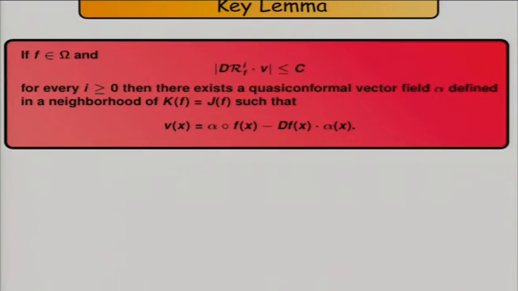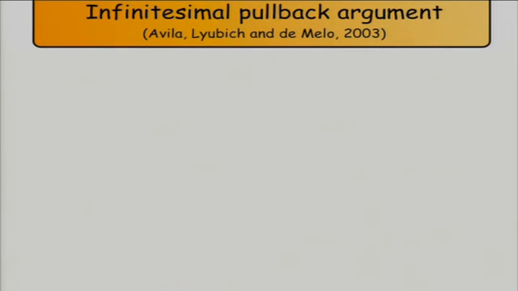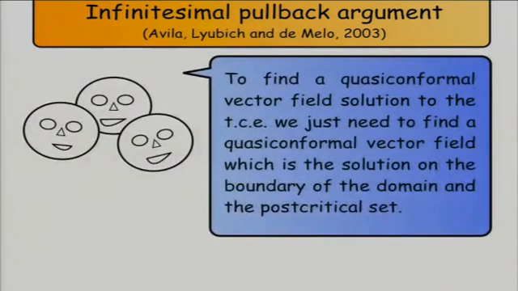So I'm going to use complex dynamics to do that. And for this, I need the infinitesimal pullback argument. Actually, some of them have hair, so I don't know how to draw. Actually, all of them have a different proportion. So to find a quasi-conformal vector field for the solution of that cohomological equation, I just need to solve the equation in the boundary of the domain and in the post-critical set.